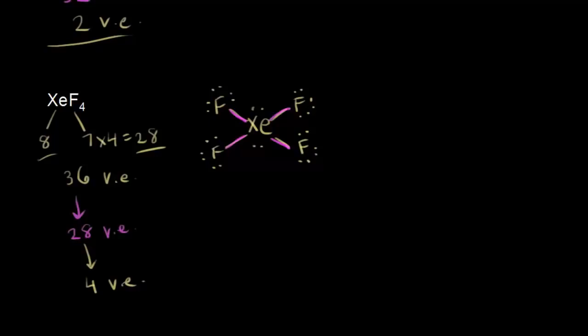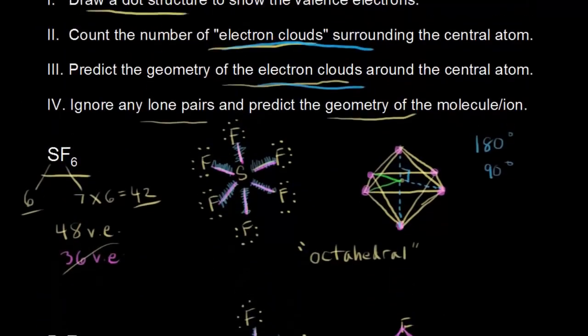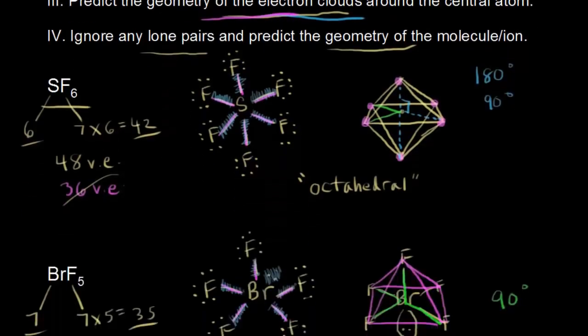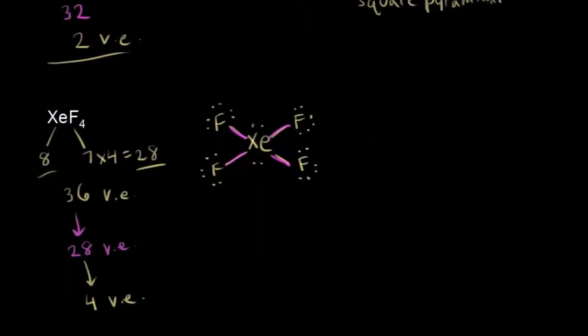All right, let's go back up and refresh our memory about what we do after we draw our dot structure. After you draw your dot structure, you count the number of electron clouds, and then you predict the geometry of those electron clouds. So let's count our electron clouds for this one. Our regions of electron density, so we can say that these bonding electrons are an electron cloud, same with these bonding electrons and these over here as well. And in this example, we have 2 lone pairs of electrons, and each one of those is a region of electron density, and so we have a total of 6 electron clouds for this example.